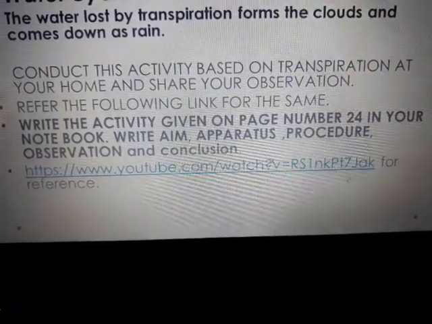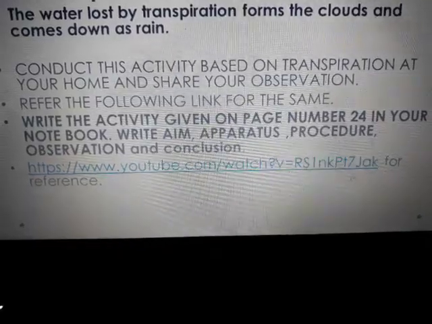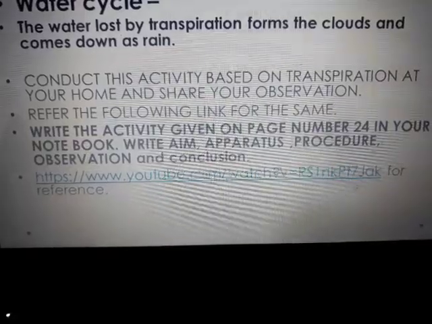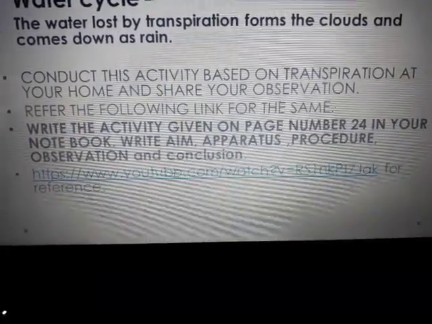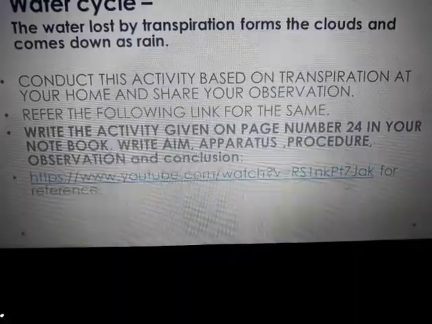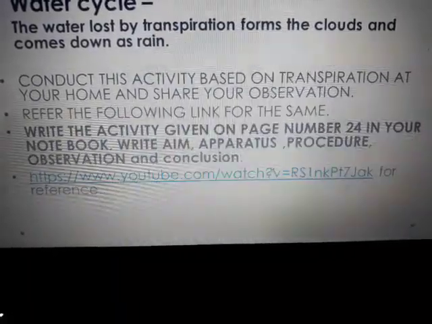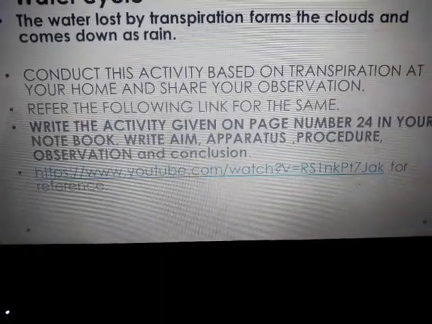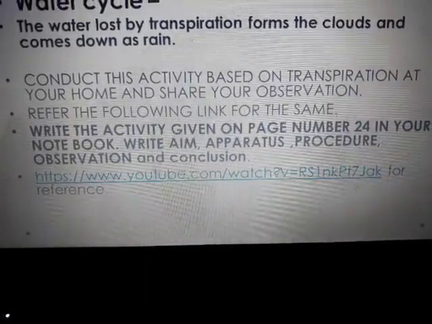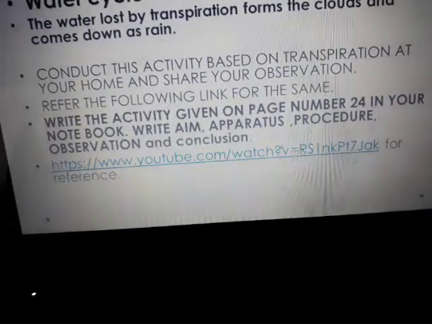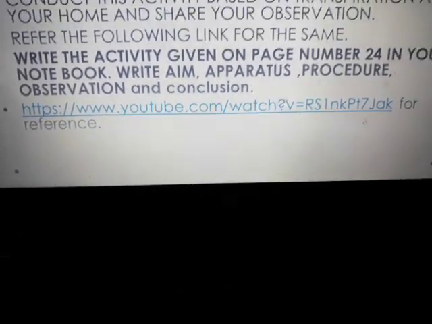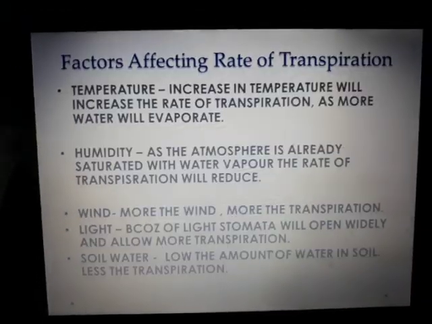So here it is given. Write the activity given on page number 24 in your notebook. Write aim, apparatus, procedure, observation and conclusion. You can do it right now since I mentioned it here. You can start writing the activity, and everything is given in your textbook. You have to simply write it in your notebook because we do not have the experiment sheets to give you. Just copy down everything, even the procedure, and learn observation and conclusion because that is what is asked in the examination. Okay, there is a link in the PPT. Don't worry, I'll be sharing this for your reference for better understanding.